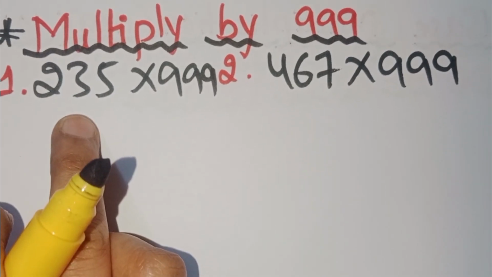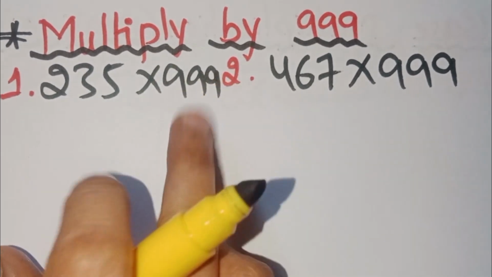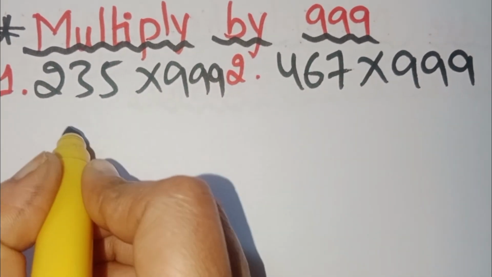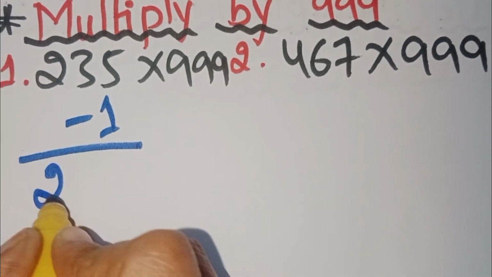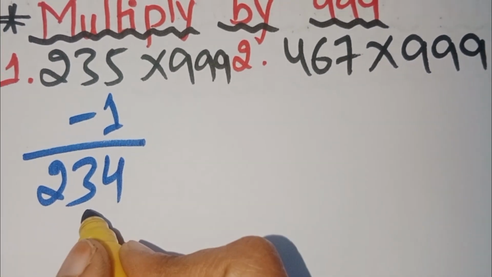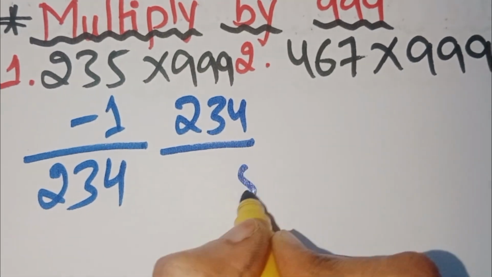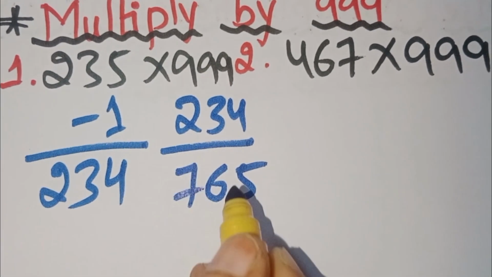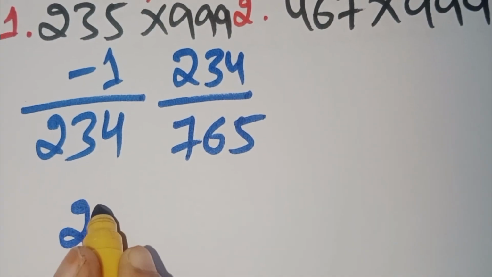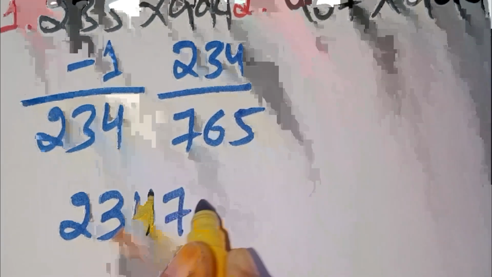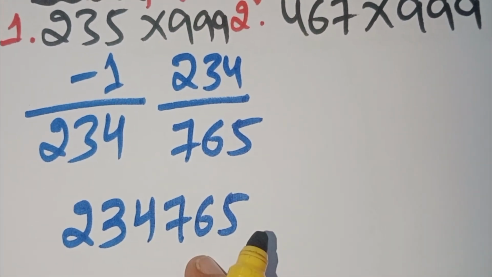Subtract 1 from the number, then subtract the result from 999. Let's try this example. Subtract 1 from the number. We get 234. Now, subtract this number from 999. 765. 234,765. It's the answer.